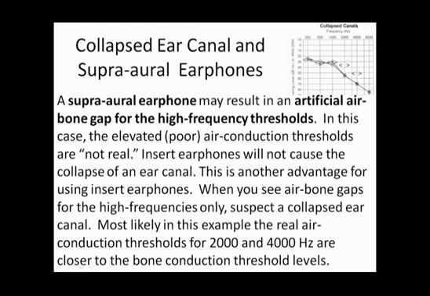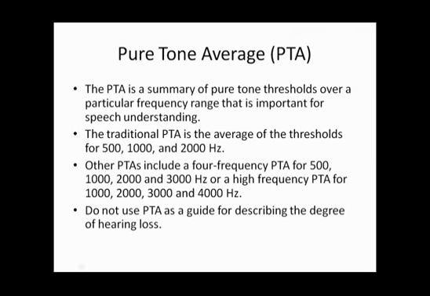When you see air bone gaps for the high frequencies only, suspect a collapsed ear canal or an occluded ear canal with earwax. You'd have to look in the ear with the otoscope to verify that. Most likely in this example, the real air conduction thresholds for 2,000 and 4,000 hertz are closer to the bone levels for the bone conduction thresholds.